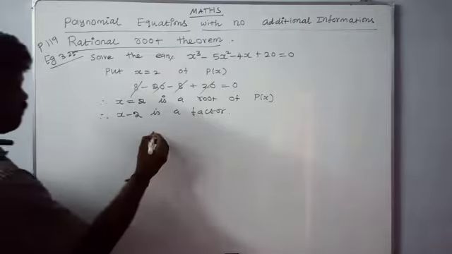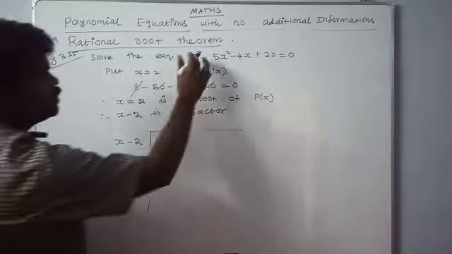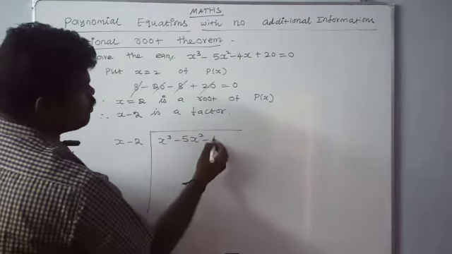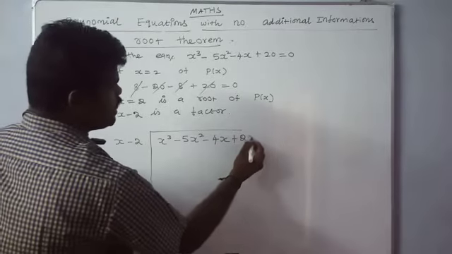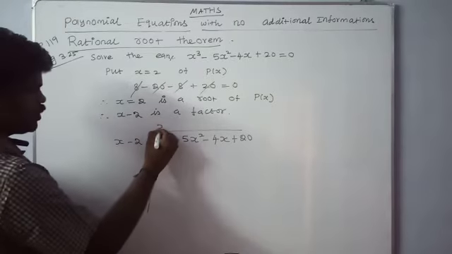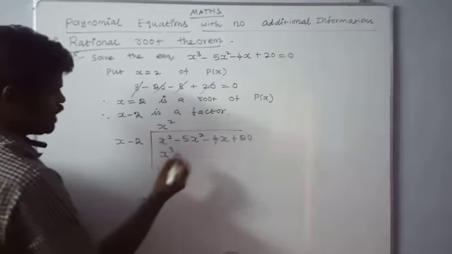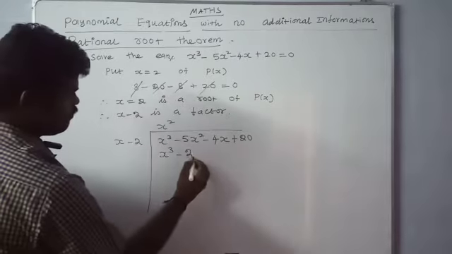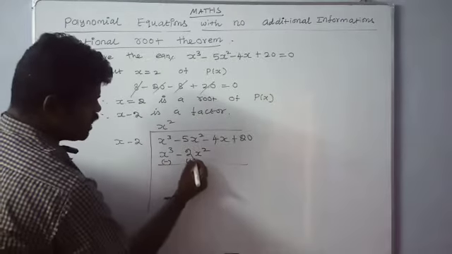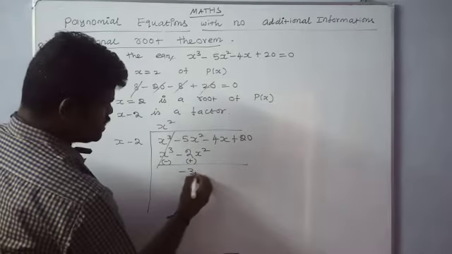Now we want to divide x cube minus 5x squared minus 4x plus 20 by x minus 2. Here x cube, here x, so x square is needed. X square into x is x cube, and x square into minus 2 is minus 2x square. This is minus and this is plus, so cancel these two terms. What is the value? Minus 3x squared.